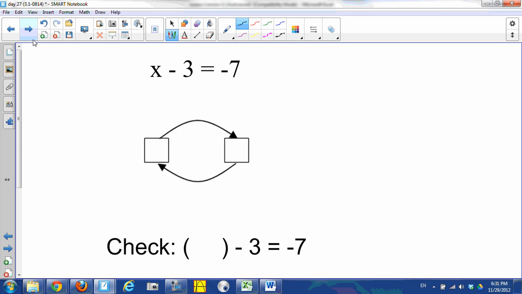Now, let's take a look at the x box example. We start with x. Now, what's happened to x? 3 has been subtracted from x. The result is negative 7. Okay, well, how would I get back to x from negative 7 if I got to negative 7 by subtracting 3? I would get back to x by doing the opposite of subtracting 3, which would be adding 3.